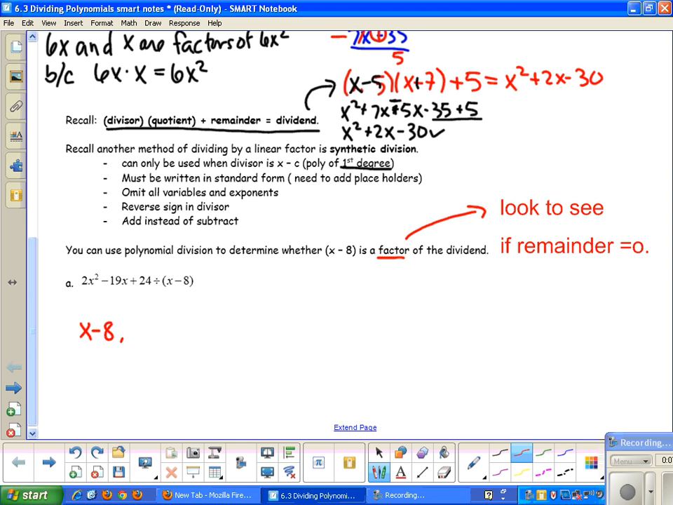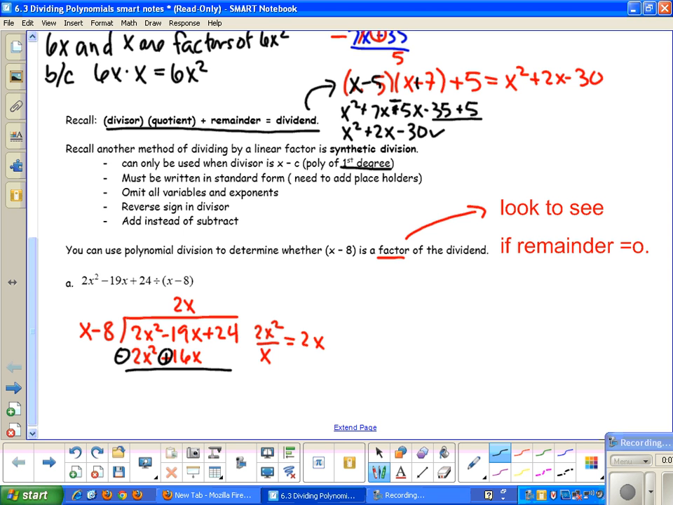So x minus 8, and then underneath for my dividend, I have 2x squared minus 19x plus 24. So it's in standard form. I wasn't missing any zero placeholders, so I didn't have to add them in. So I want to see how many times does x go into 2x squared? So 2x times, line it up. Multiply, so we have 2x squared. 2x times negative 8 gives me negative 16x, and then don't forget that we have to subtract or change our signs, so that cancels out, and then I'm left with negative 3x plus 24, and then do the same thing.